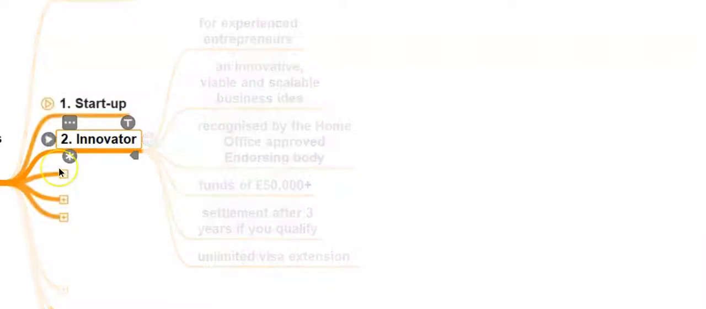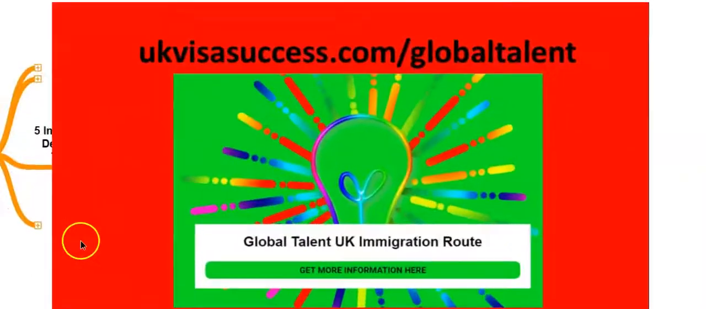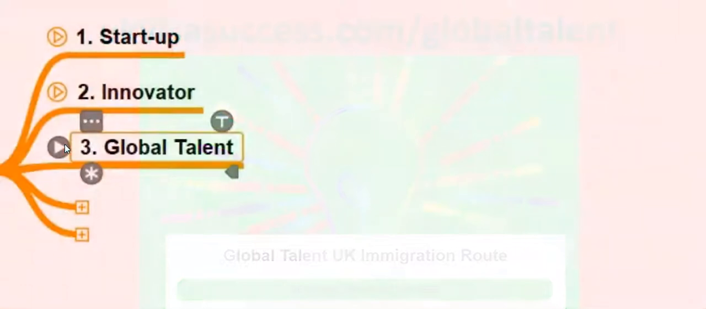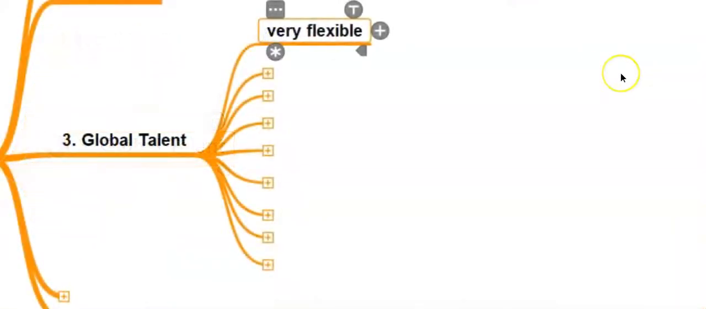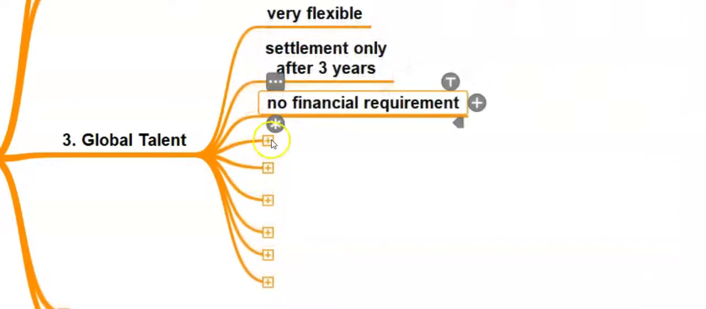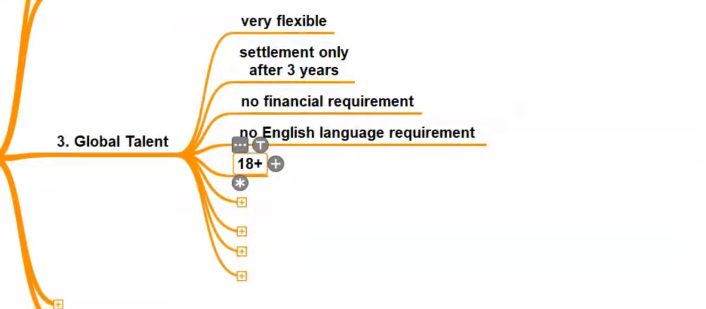Now, let us talk about the Global Talent Visa. The Global Talent route is probably one of the best UK work visas you can get. And that is because it offers tons of flexibility, and also it allows you to settle in the UK, to apply for indefinite leave to remain only after 3 years. Another good news is that you don't need to meet any financial requirements, and you don't need to meet the English language requirement.